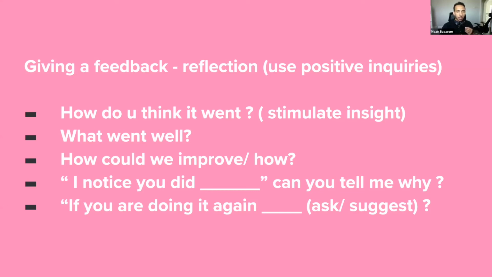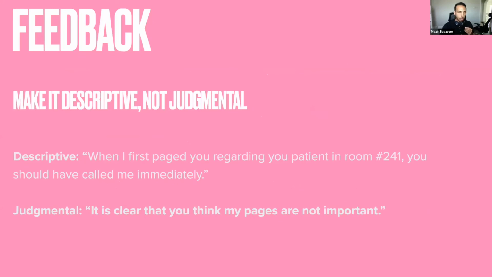Okay, so these are some hints about giving feedback. Usually try to make it descriptive, not judgmental. So try to describe what happened to the trainees. For example, when I was seeing you doing a speculum examination, you did not speak with the patient or explain to her that you're going to introduce the speculum to the vulva, which increases her anticipation, and that's why she felt uncomfortable. So basically, you're describing what happened, instead of saying, it's clear that you did not care about the patient's feelings.